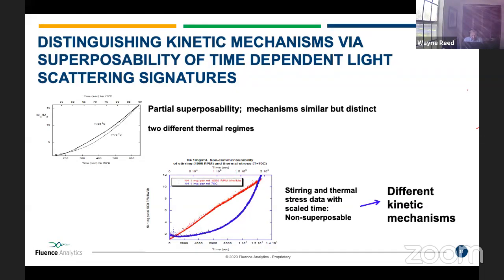Whereas if you look in the bottom curve here, the blue one is for temperature aggregation, curving upward, it looks cooperative. And the red one, which is almost straight, is contact stir. You can see they can't superpose at all. So it's a very different kinetic mechanism. In fact, we already discussed that. Contact stir is a local stressor, and temperature is a global stressor.